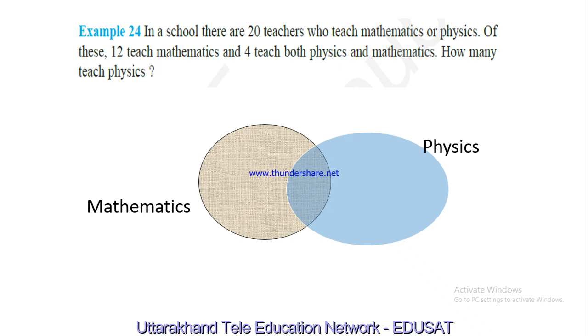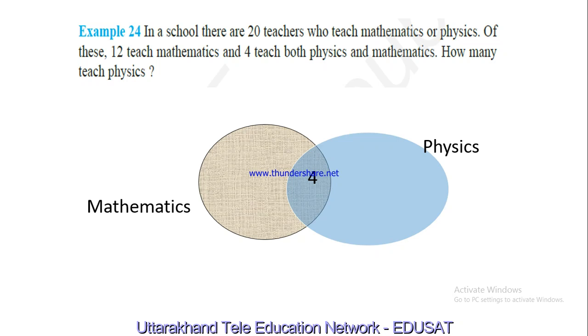Now, the first value that we are going to put is of the overlap. You can see in the second line of the question, 4 teach both physics and mathematics. So basically this "both" is referring to the intersection or the overlap, and that is why we have put in 4 here. Now, how many teach mathematics?